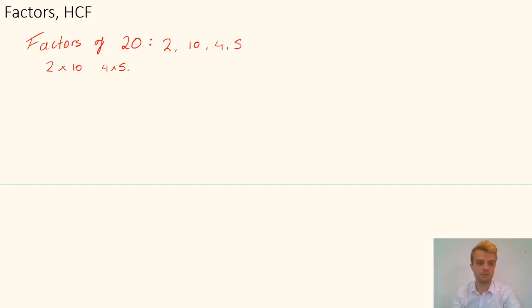And 20 is also 1 times 20. That's a pair that sometimes people forget. 1 and the number itself. So 1 times 20 is 20, which means 1 and 20 are both factors of 20.